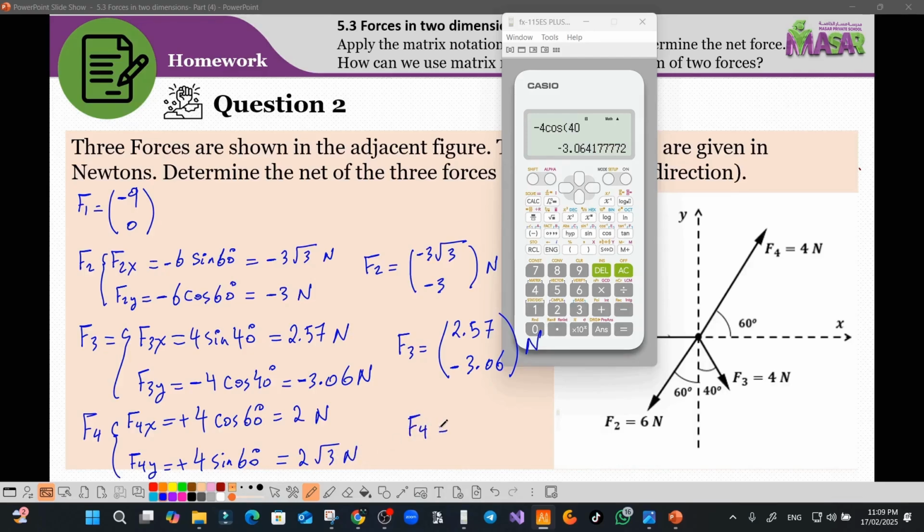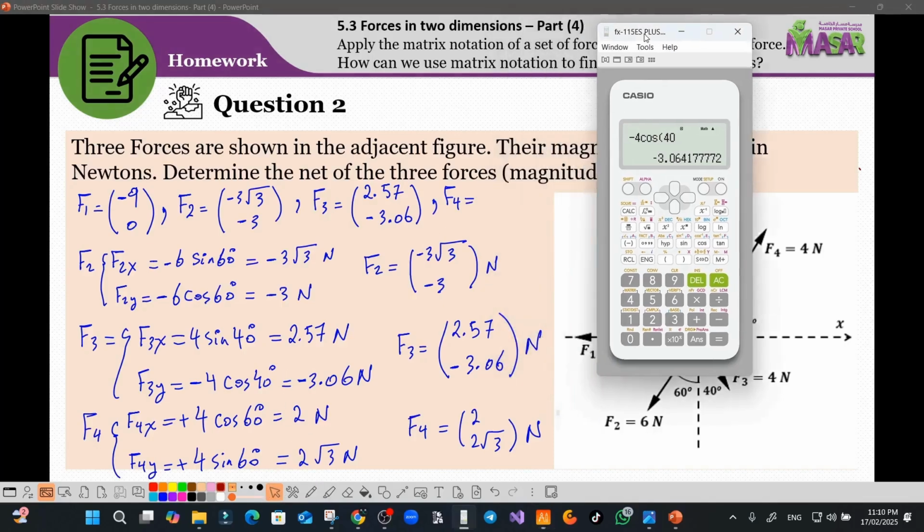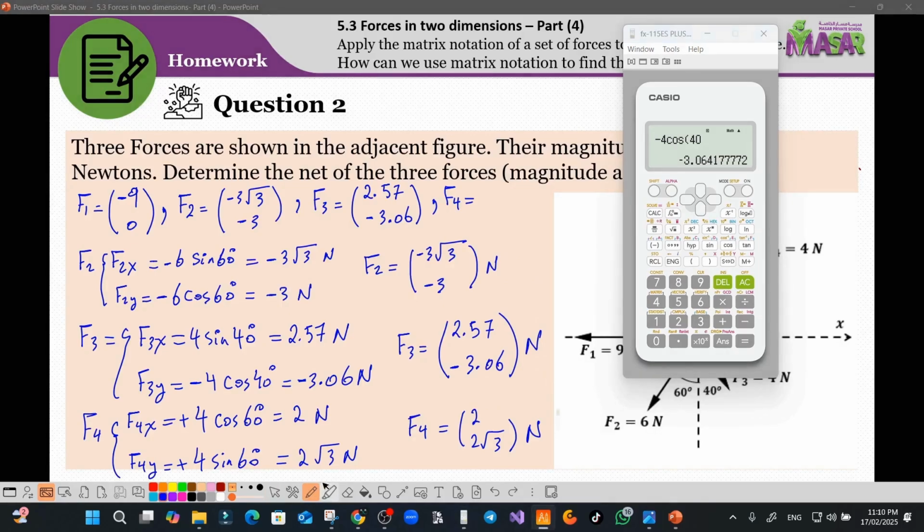So for F4 we have 2 and 2 radical 3 Newton. Let me collect all the matrix notations for F2, F3 and F4 in one line together. So for F2, minus 3 radical 3 and minus 3. And for F3, it's equal to 2.57 and minus 3.06. And finally for F4, it's equal to 2 and 2 radical 3.